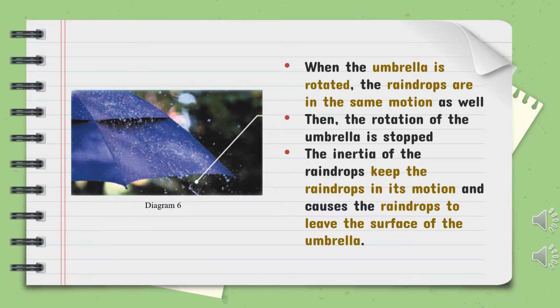What we are going to do is, we have to rotate the umbrella. When the umbrella is rotated, the raindrops are in the same motion as well. Then, the rotation of the umbrella is stopped. However, the inertia of the raindrops keeps the raindrops in motion and causes the raindrops to leave the surface of the umbrella.